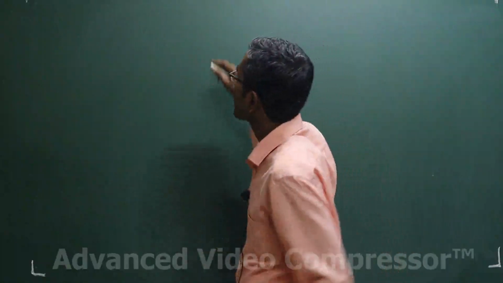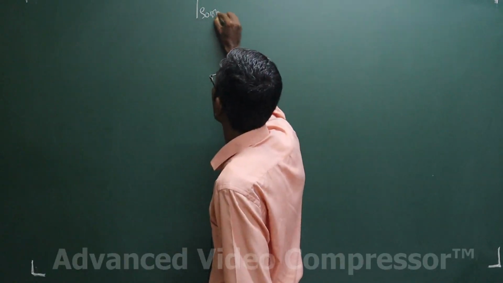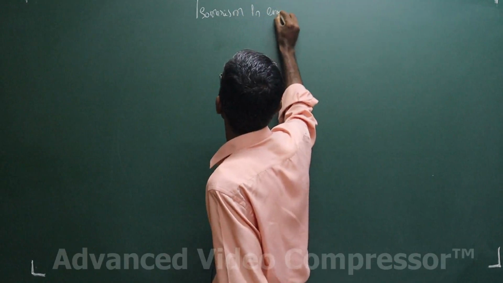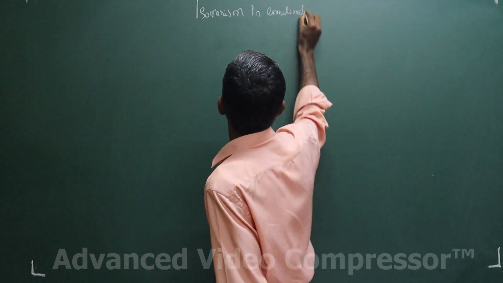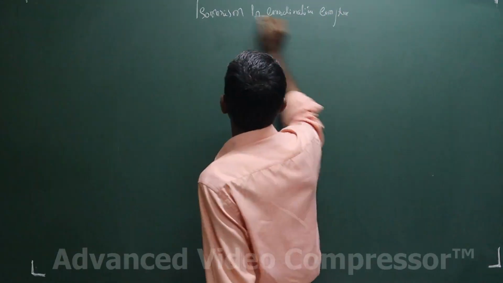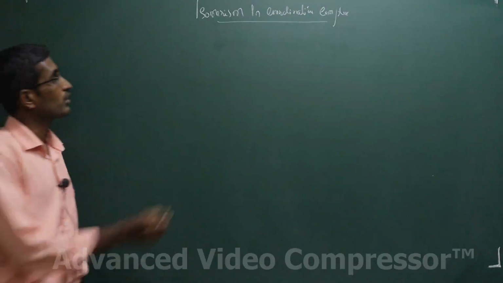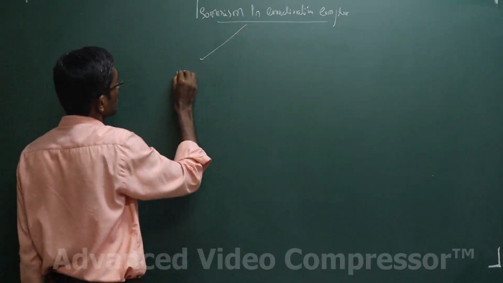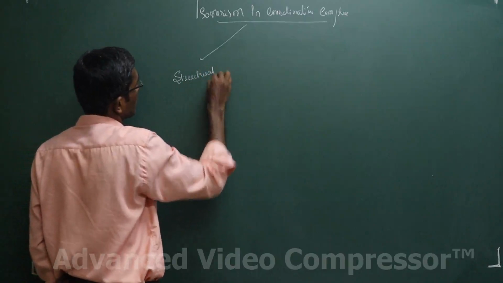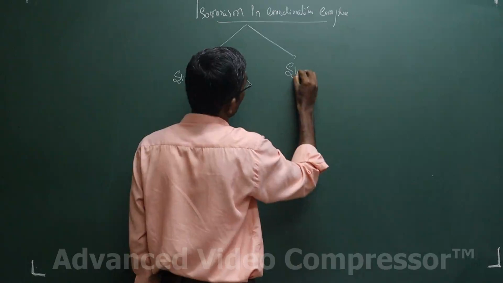Students, let us discuss isomerism in coordination complexes. There are two kinds of isomerism broadly. One is structural isomerism. The second one is stereoisomerism.